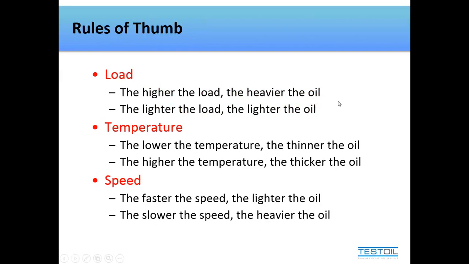And actually, here is your basic rule of thumb. Load: the higher the load, the heavier the oil. The lighter the load, the lighter the oil. Temperature: the lower the temperature, the thinner the oil. The higher the temperature, the thicker the oil. Speed: the faster the speed, the lighter the oil. The slower the speed, the heavier the oil.